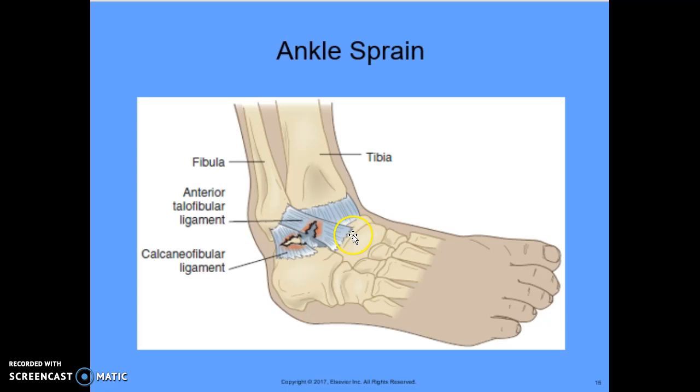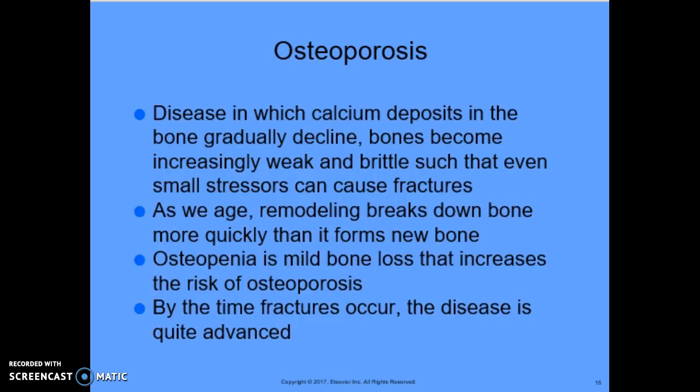Here is an example of an ankle sprain. And you can see that inflammation here. And that can also be seen in figure 19.6. And an ankle sprain is probably the most common sprain to occur in the offices that we see.